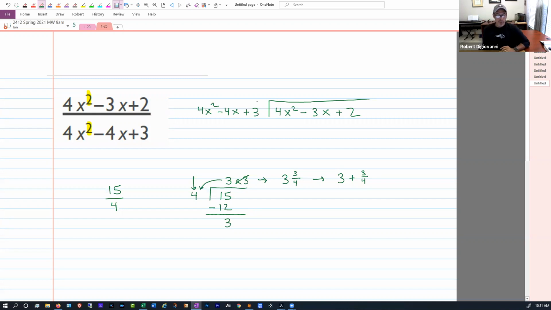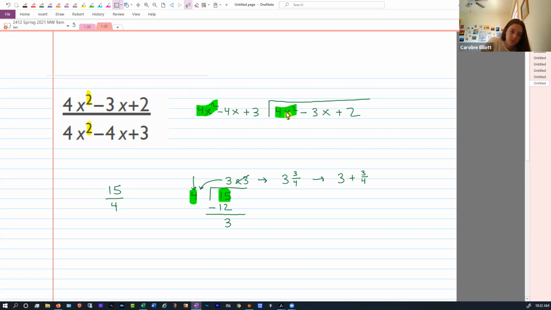All right. Now, just like we did in the problem below, when we were looking at 15 and saying, okay, what do I multiply 4 by to get 15? We're going to do the same thing here, but we're only going to look at the leading terms. So what would you multiply 4x squared by to get 4x squared? 1. So we put a 1 up here, and it really doesn't matter where you put it. I'm going to put it here.